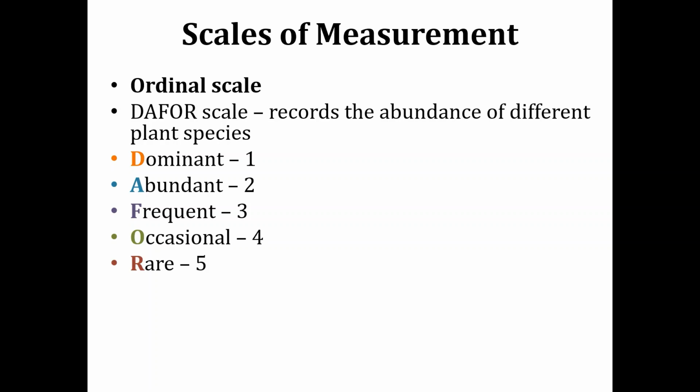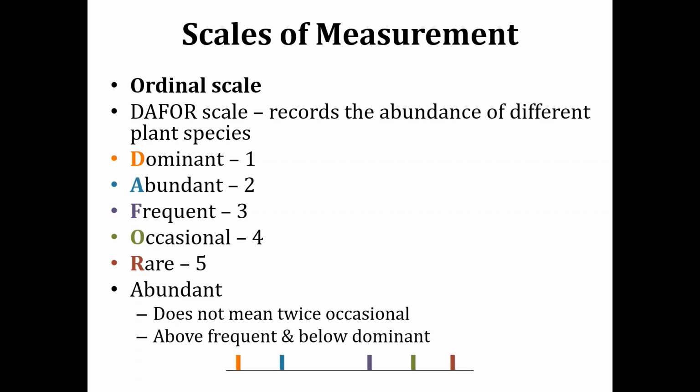So here you can see that they are arranged in order, and this number has a significance in terms of order only. So 1, 2, 3, 4, 5, dominant to rare. But you can see that abundant does not mean twice occasional. It is just above frequent and below dominant. So in the ordinal scale, the distance is not constant, and distance cannot be measured or defined. We can only rank order them.